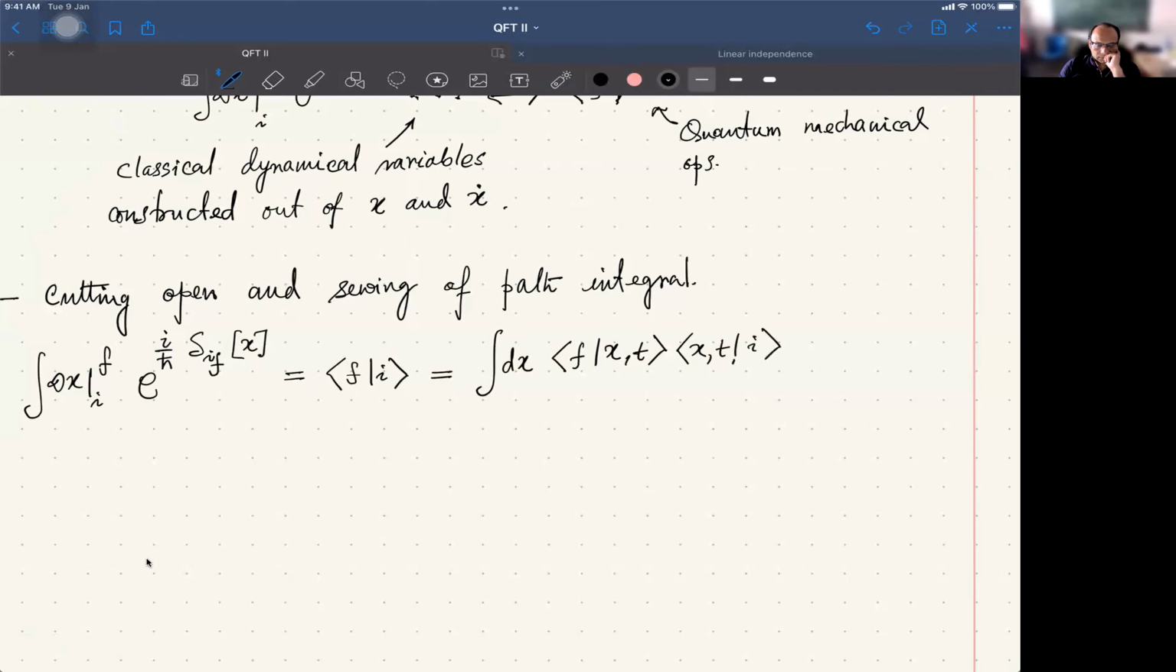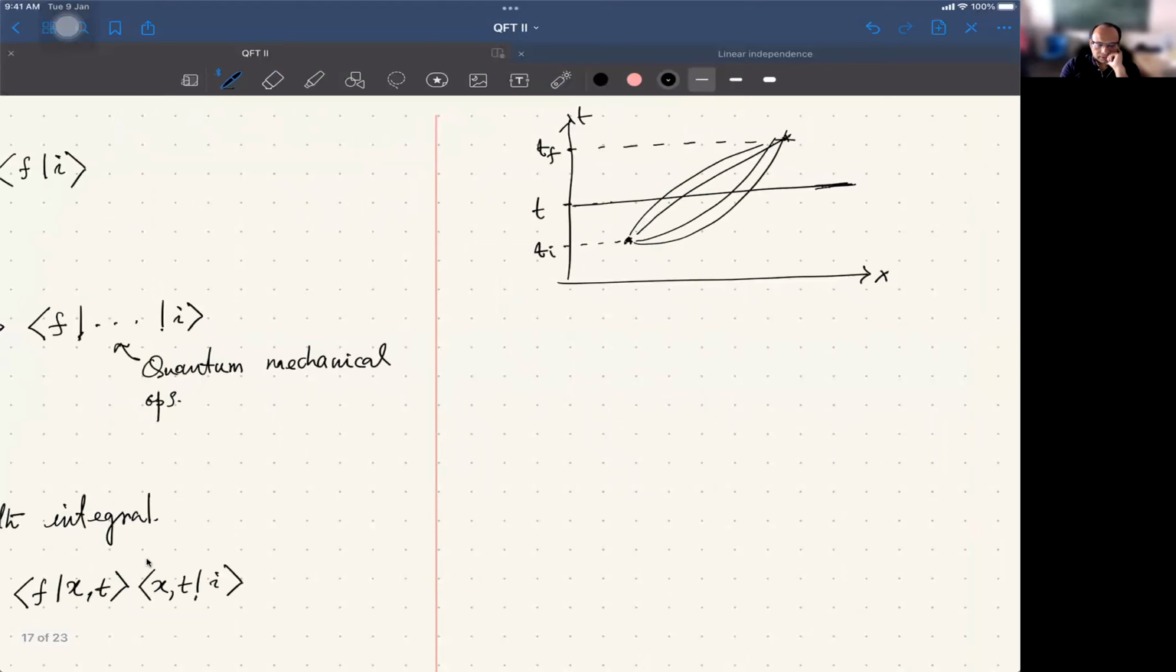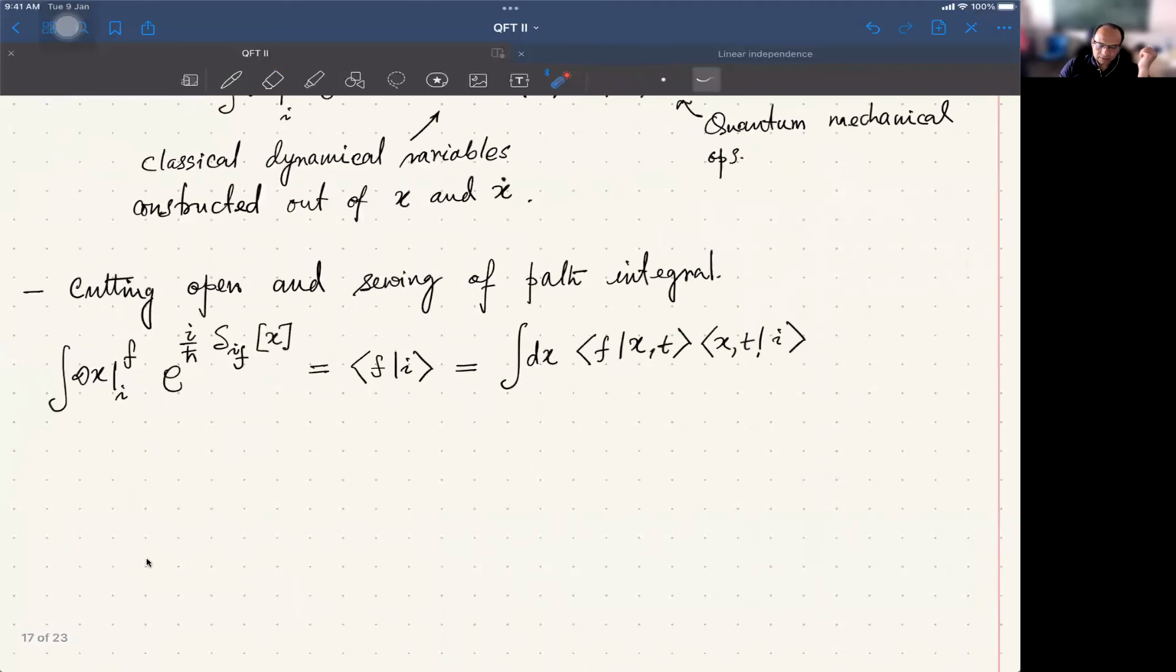So the first part is i to (x, t). At this particular time, you are going to all sorts of x's and getting the matrix element, and then from each of those points, you get the propagator again running from time t to time t_f, and then finally you are integrating over all those points. So that is like cutting open and then sewing.